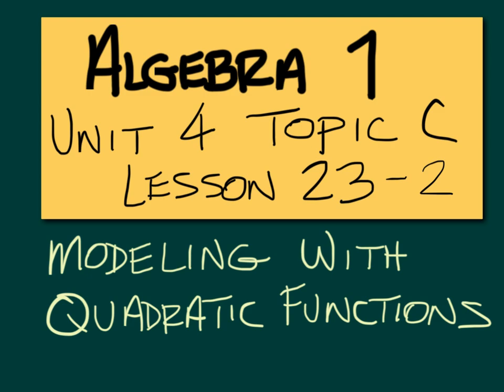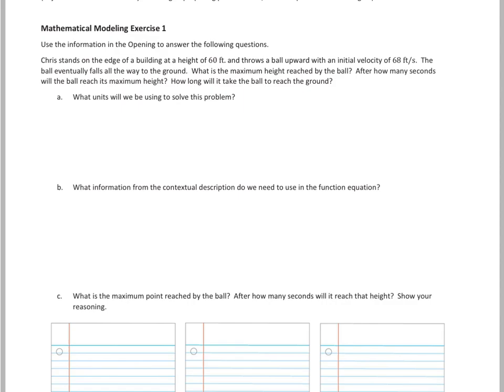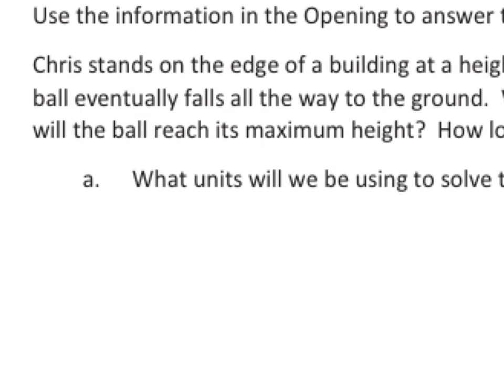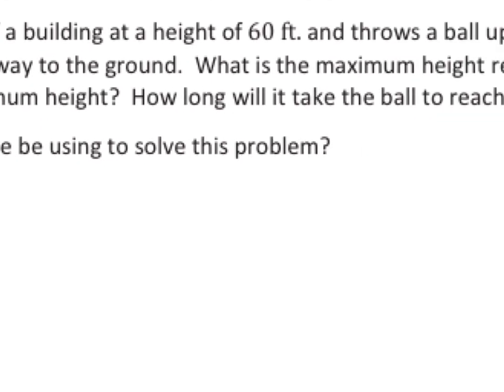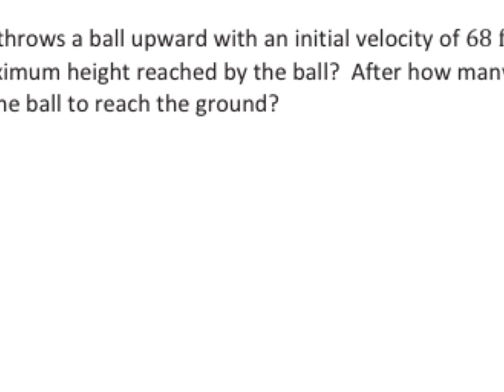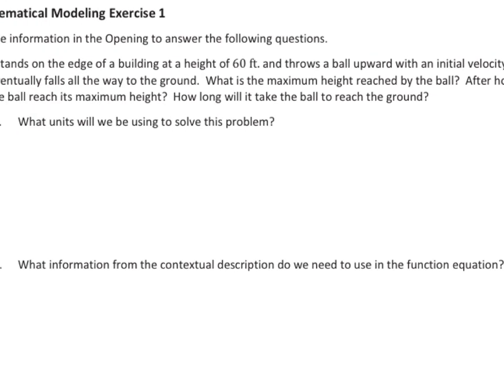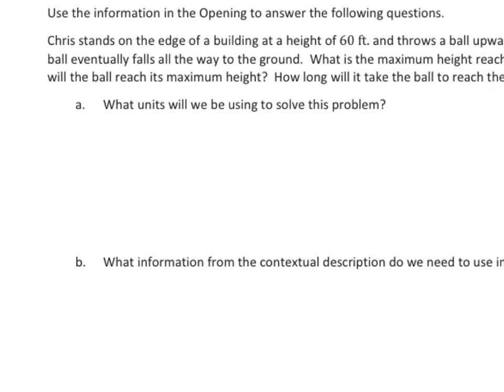Part 2 of modeling with quadratic functions. Yesterday we made it close to, or maybe part way through, the first example, so we'll go back and look at that again. In the problem, Chris stands on the edge of a building at a height of 60 feet and throws a ball upward with an initial velocity of 68 feet per second. This is what's happening in that problem.